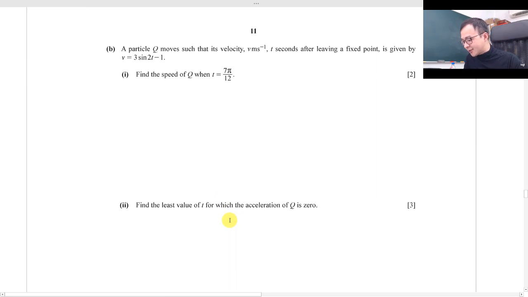Okay, this is kinematics. A particle Q moves such that its velocity v, t seconds after the fixed point, is given by this expression. Find the speed when t equals this value. This one is the bonus mark.